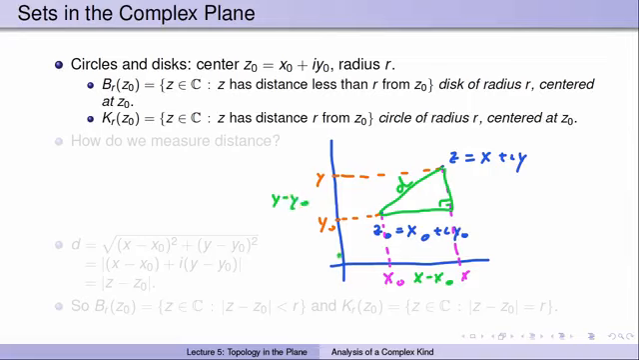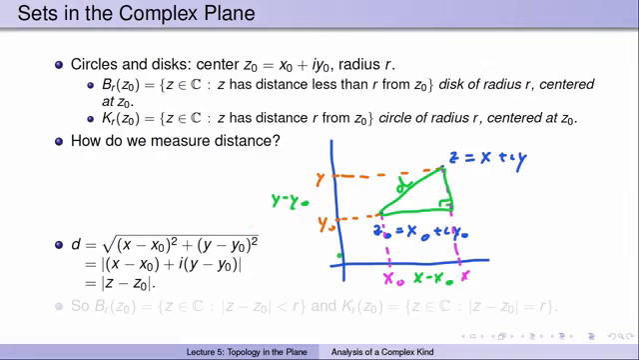So in order to find the distance d, I can use the Pythagorean theorem and find that d is equal to the square root of the sum of the squares of the two legs. So the square of x minus x0 and the square of y minus y0. But that looks awfully like the modulus of a complex number, namely the complex number x minus x0 plus i times y minus y0. That's how we would calculate its modulus. And this complex number is really the complex number z minus z0. So this distance d is actually the modulus of the complex number z minus z0.